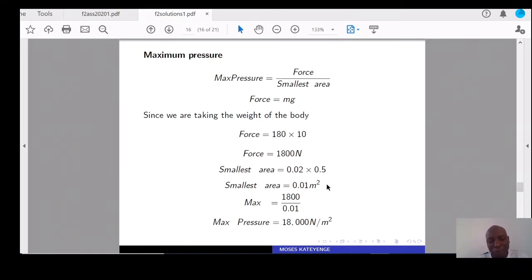Now we are supposed to get the maximum pressure. Maximum pressure in this case is going to be given by our force divided by the smallest area, and in this case we get maximum pressure as equal to 18,000 newtons per meter squared.